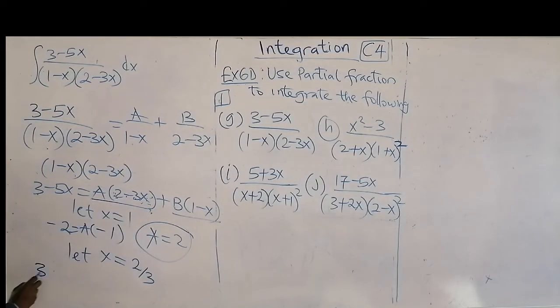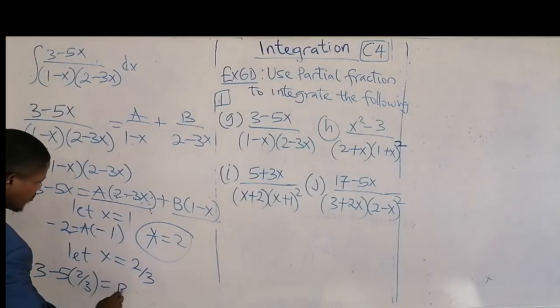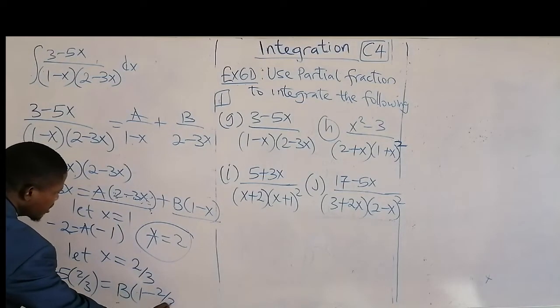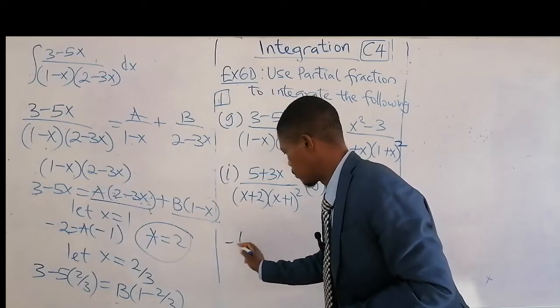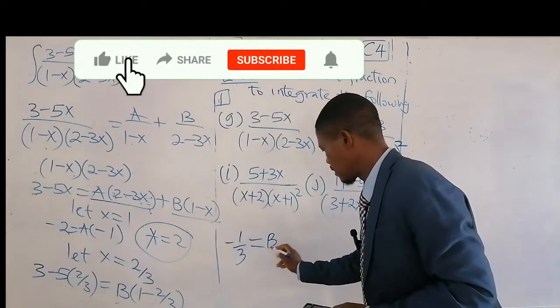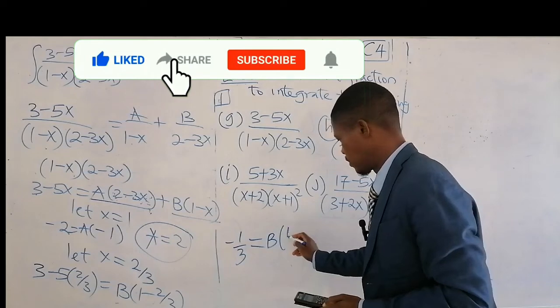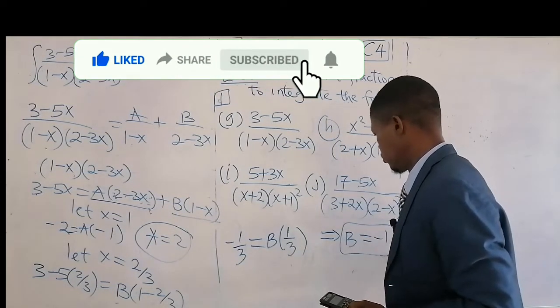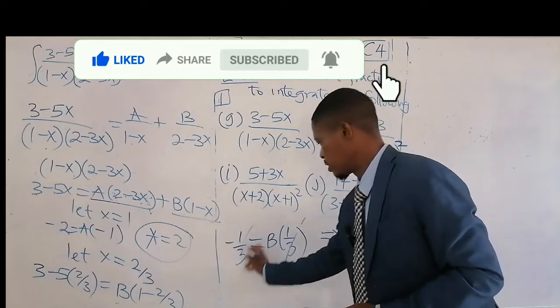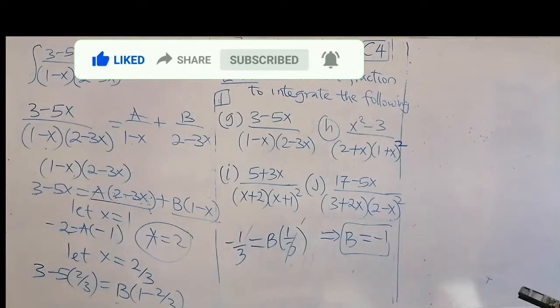So we now have 3 minus 5 times 2 over 3 equal to B times 1 minus 2 over 3. On the left side, I have minus 1 over 3. On the right side, I have 1 over 3. B is minus 1, because this fraction 1 over 3 cancels. So B is minus 1.